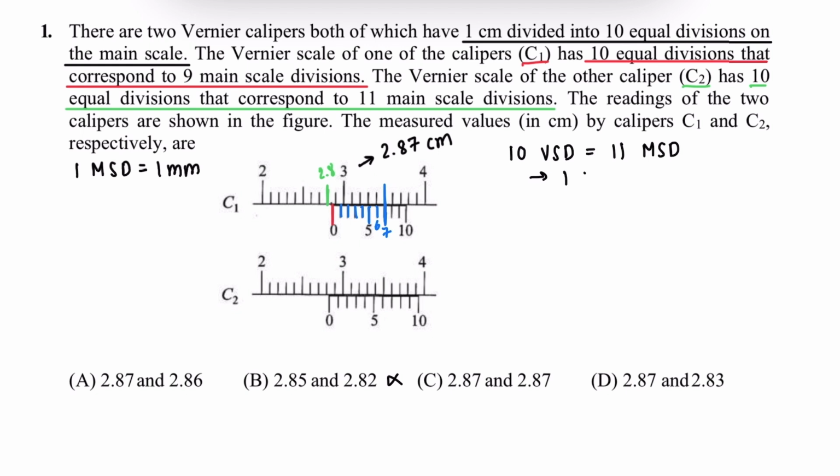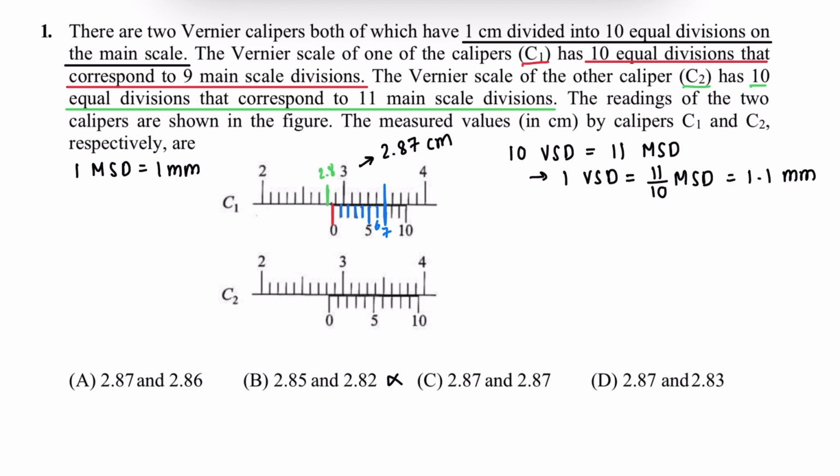This means that 1 VSD is equal to 11 over 10 MSD, which is equal to 1.1 millimeters. That's what we got here. Now in C2, we're going to approach this in a different way compared to C1 because the number of VSD coinciding is less than the number of MSD, which is reverse to what we're used to. So what I'm going to do is that I'm going to take this and draw in a bigger scale. Actually, before we do that, we'll just simplify it a little.